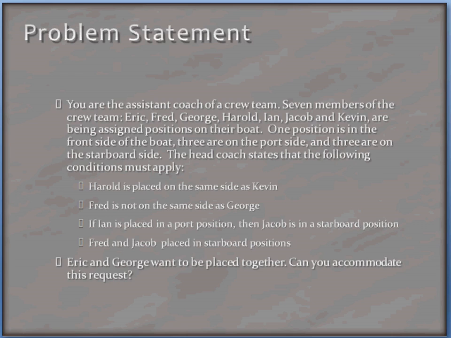Harold is placed on the same side as Kevin. Fred is not on the same side as George. If Ian is placed in a port position, then Jacob is in a starboard position, and Fred and Jacob are placed in starboard positions.